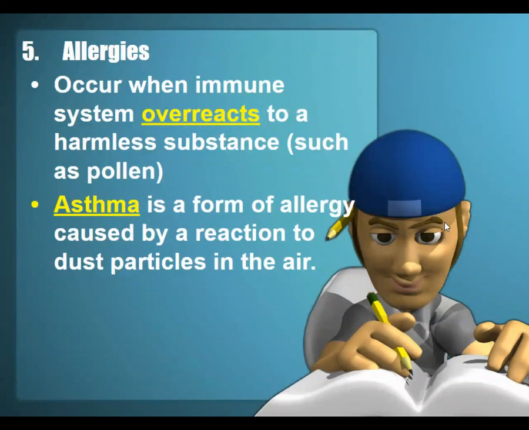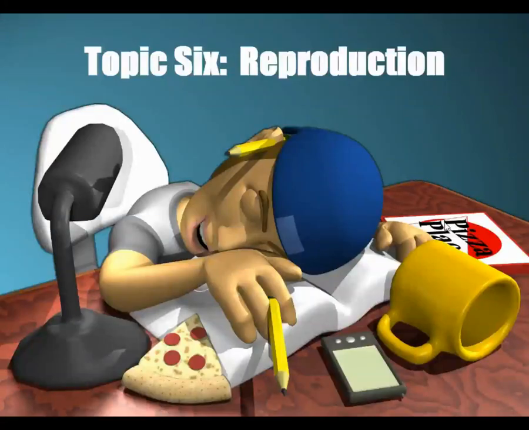We have allergies. They occur when your immune system overreacts to a harmless substance such as pollen. And then asthma can sometimes be a form of allergy caused by a reaction to dust particles in the air. And that takes us to the end of our human body systems. You can go ahead and do your homework for this topic.